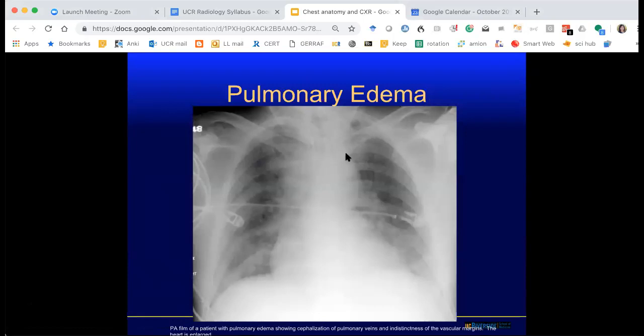What is this central line? And is it in a good position? So we see the central line coming along the region of the subclavian vein, crosses over, and then comes down. So it's a subclavian. Okay, so what kind of line is this? It's a PICC line.